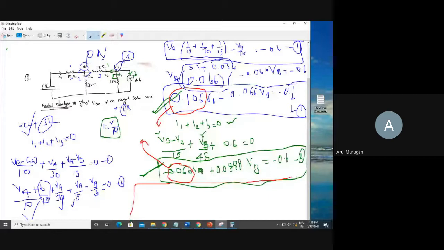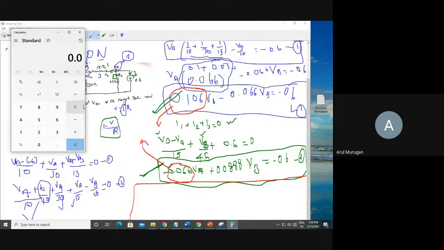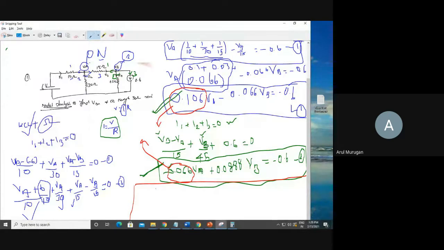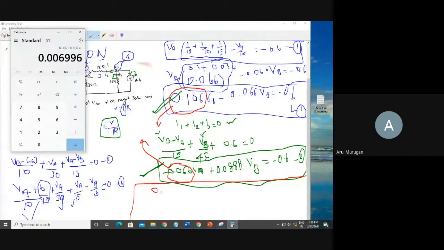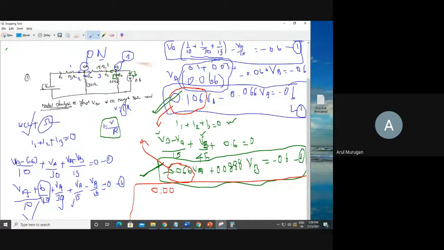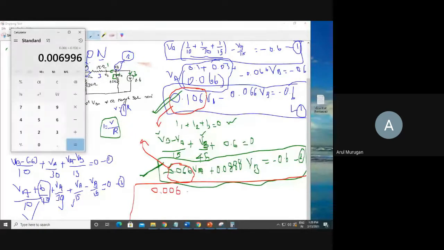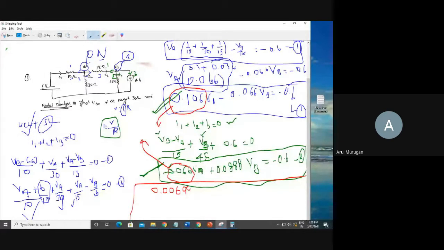Okay, I take 0.066 on my calculator, and I multiply it on the first equation. First, multiply with 0.106. What is the answer? 0.006996. Write the answer, 0.006996 VA. Then further, minus is there.